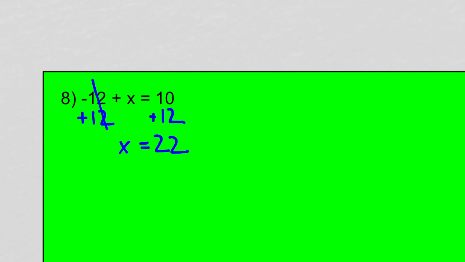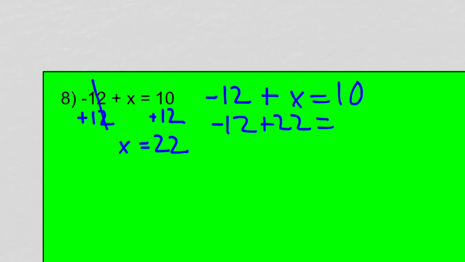And then check my answer, negative 12 plus x equals 10. Negative 12 plus 22 equals 10. And is that true? Sure it is. Negative 12 plus 22 is 10. So since both sides are the same, we are good.